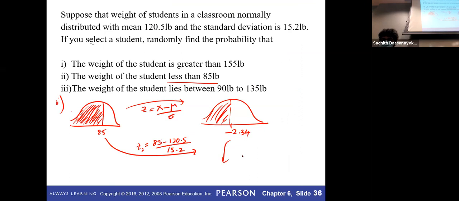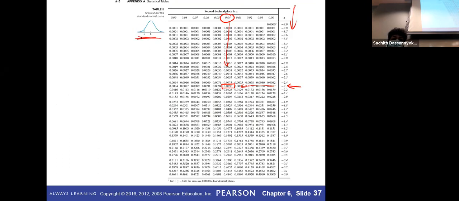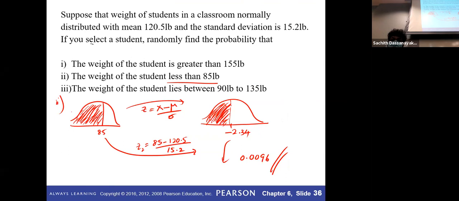0.0096. This is the probability, or simply the area, right? You don't have to do 1 minus, because this is exactly what we need. See, this table shows you whatever is starting from the left-hand side up to some point. Okay. Clear?